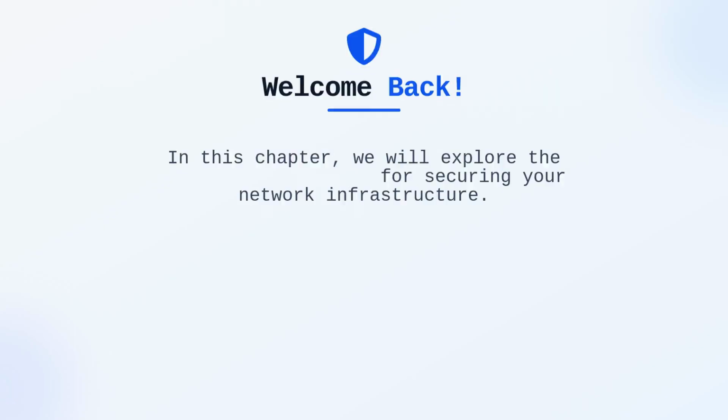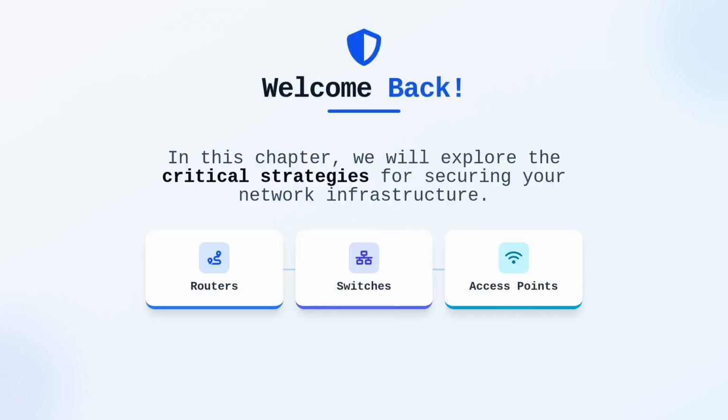Welcome back. In this chapter, we will explore the critical strategies for securing routers, switches, and access points to ensure a robust defense against localized and remote network threats.